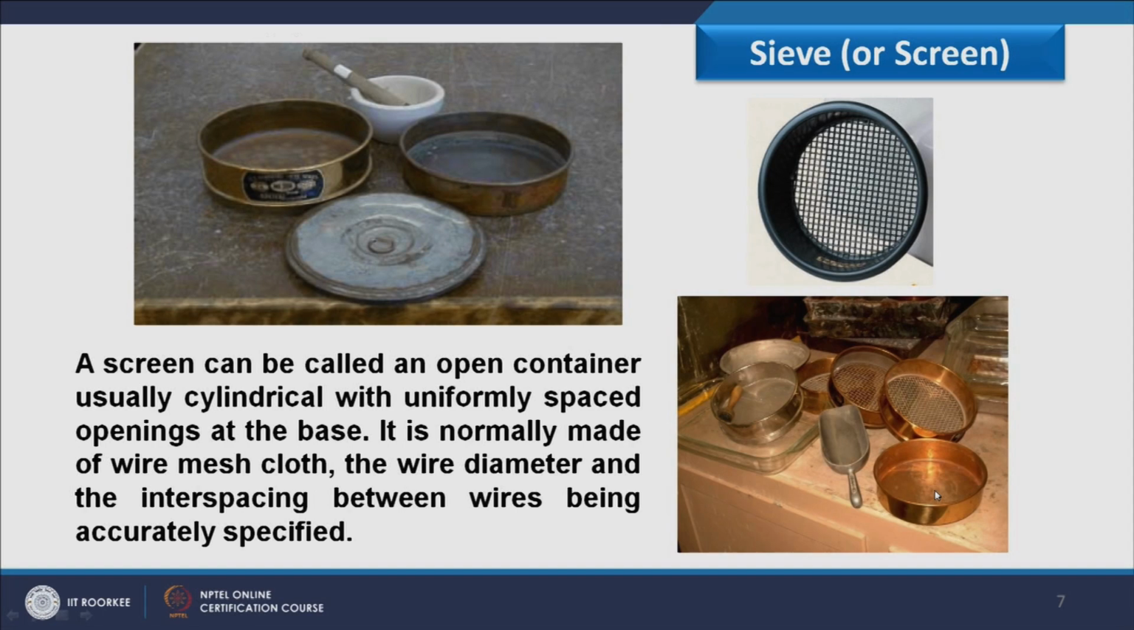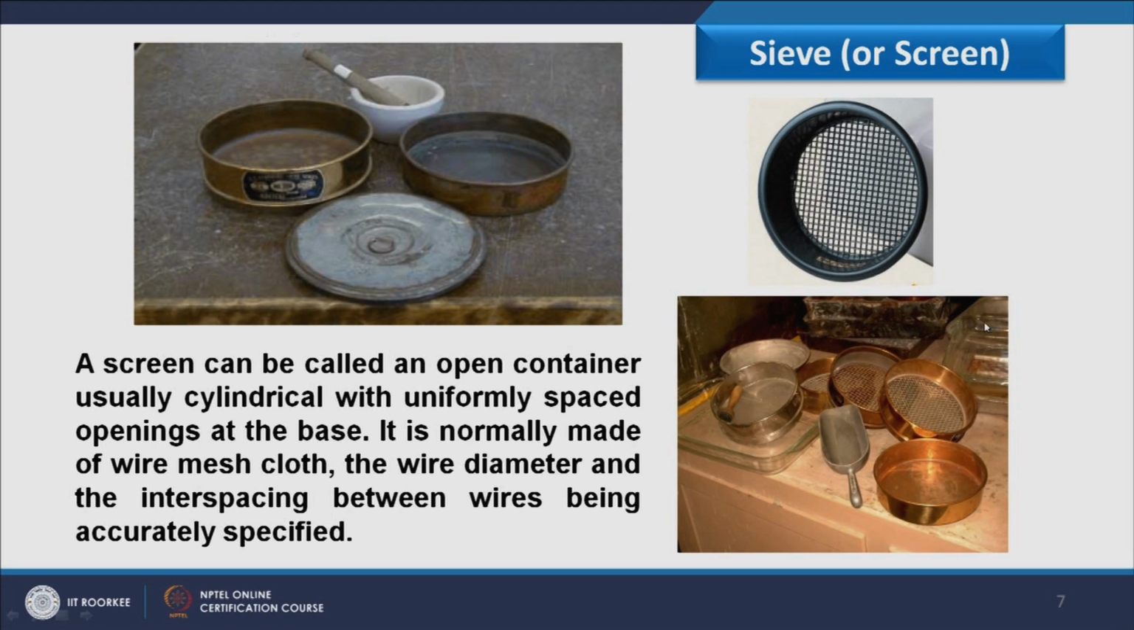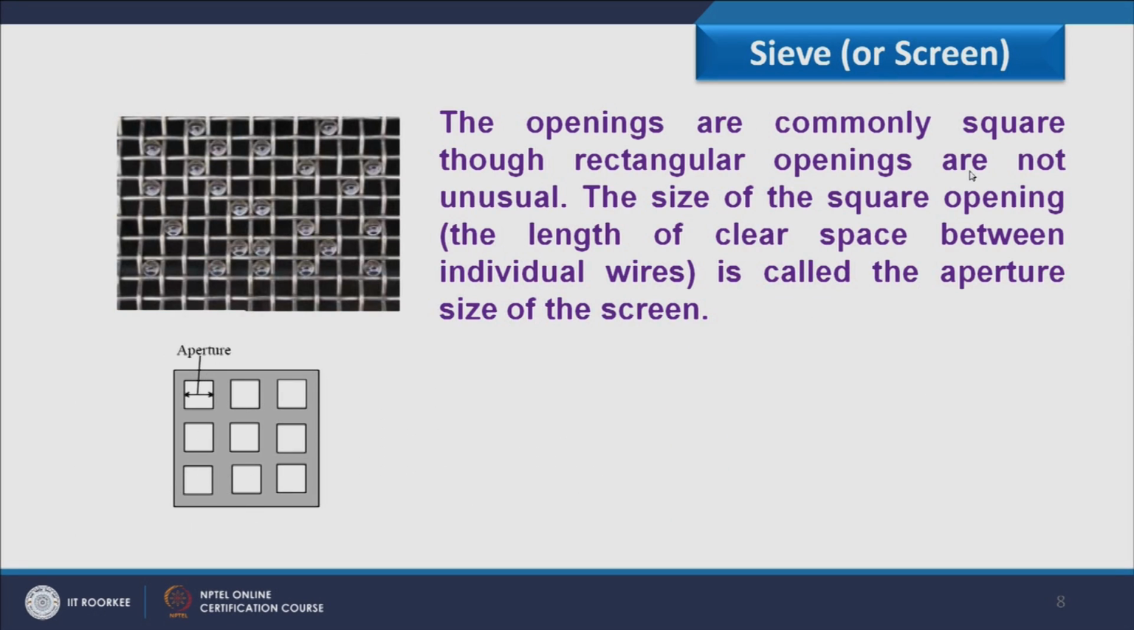If you consider the screen, it has three basic components. First is the screen itself, second is the pan which is placed below the screen, and third we have the cover which is placed at the top of the screen, so that during operation fines should not take off from the system. And in this figure, this particular component is called a scoop, used to feed the material to the screen. The openings of a screen are commonly square, though rectangular openings are not unusual.